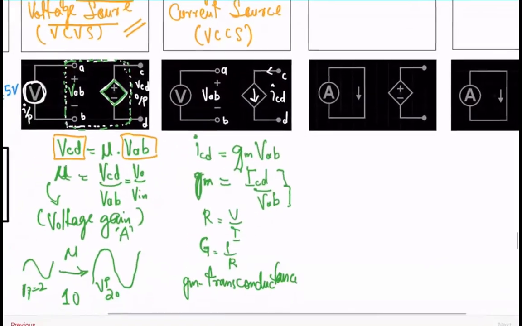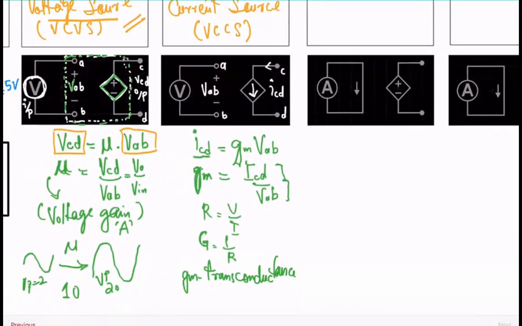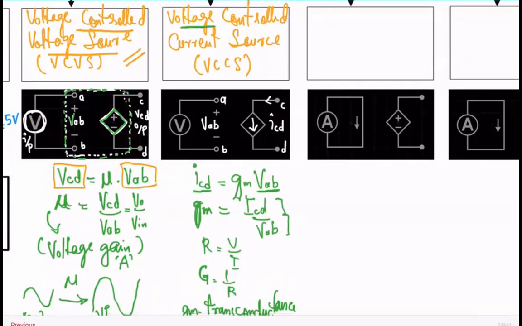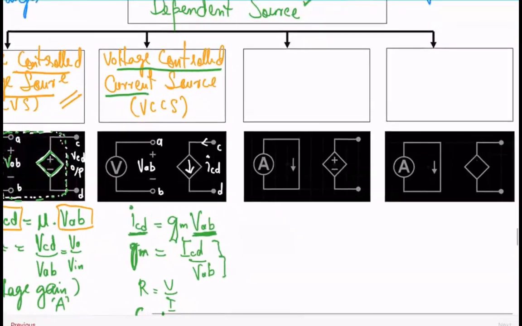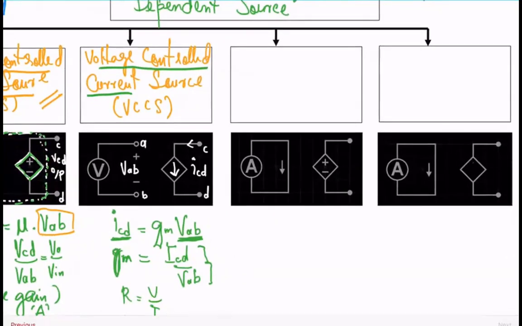So here, the current here is controlled by VAB. That's why it's referred to as voltage controlled current source. If VAB increases, the current also increases. Okay, let's now move on to the third kind. Because we have two parameters, voltage and current, that's why we have 4 different kinds. Let's look at this one.